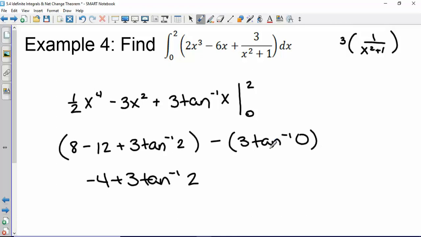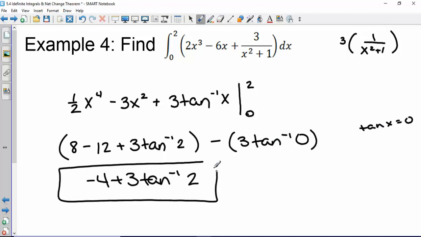Tangent inverse of 0. That's like saying tangent of what angle equals 0? Tangent of 0 is 0, so that's a 0. So this is my final answer. We don't know off the top of our head when tangent is 2. That's not a nice one that we have memorized, so I would just leave it like that.